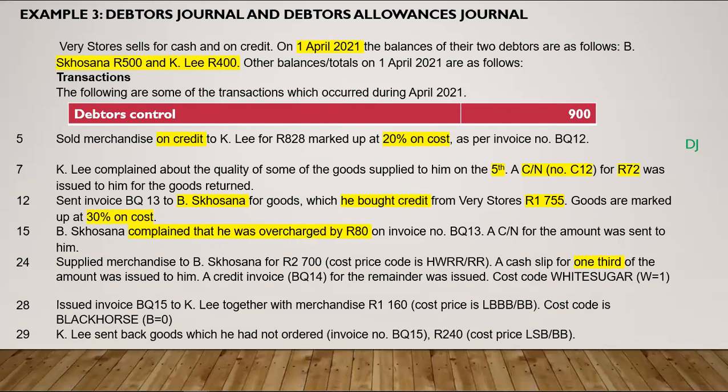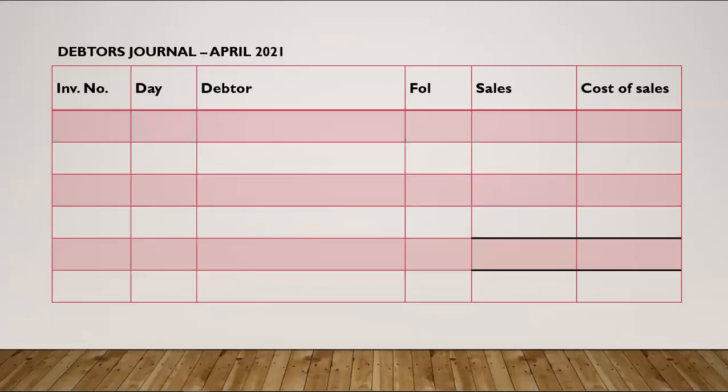Let's start with easy things first. We'll start with the invoice number. We'll go to the debtor's journal. We'll start with the invoice number, which is BQ12. You can come up with any number if you're not given any invoice numbers. The day was the 3rd. The data was Kaylee. Sales price will be 828. What's missing is the cost price. How do we calculate the cost price?